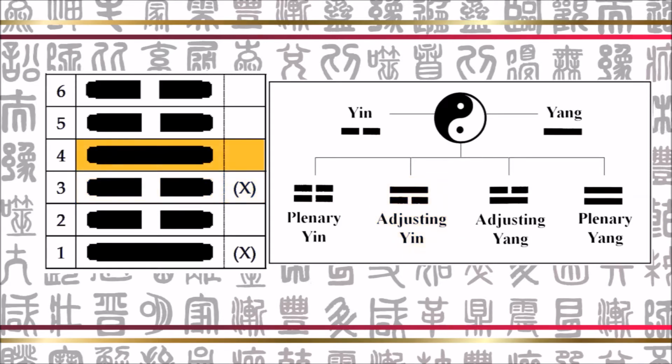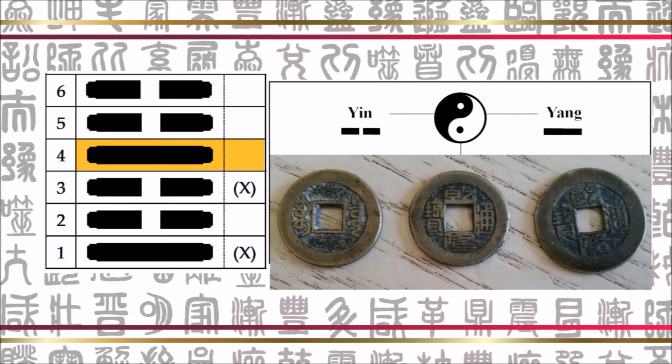Now one more example, line 4. Line 4 is an unchanging yang line. When the coin toss result is 2 heads and 1 tail, you get the unchanging yang line.